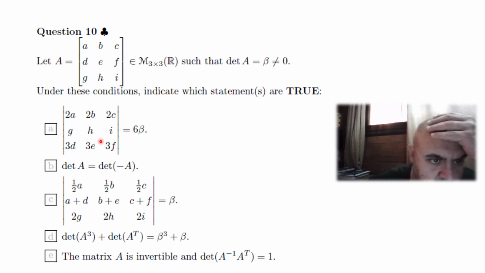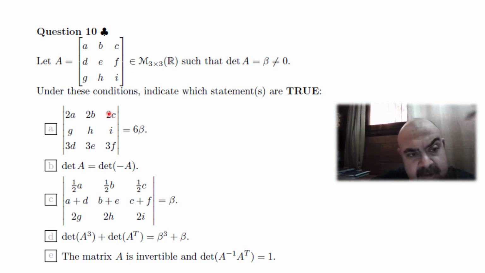Okay, let's look closely. The first row was multiplied by 2, so I will multiply by 2 the value of the first determinant, so it's 2 beta. We already swapped the second and the third row, so there is a negative sign. So for the time being, it's negative 2. Then multiplying one of them by 3, so it's supposed to be negative 6 beta. He's giving you 6 beta. You are missing the sign, so it's not going to be correct.